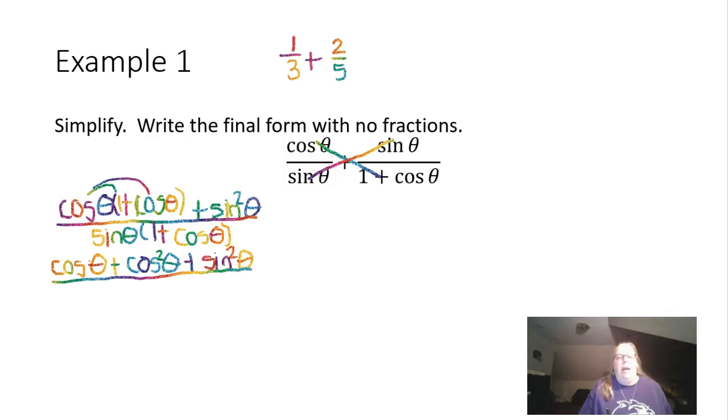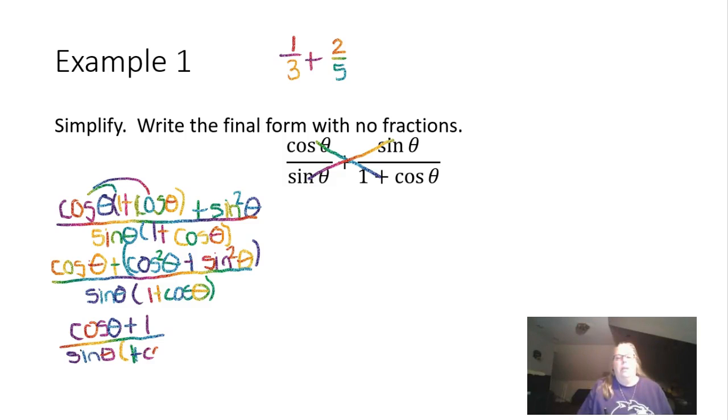In the denominator, we have the sine of theta times 1 plus the cosine of theta. All right, now we know from the Pythagorean identity that when I add the cosine squared to the sine squared, that's just going to simplify to 1. So the numerator turns into the cosine of theta plus 1, and the denominator is still sine theta times 1 plus the cosine of theta.